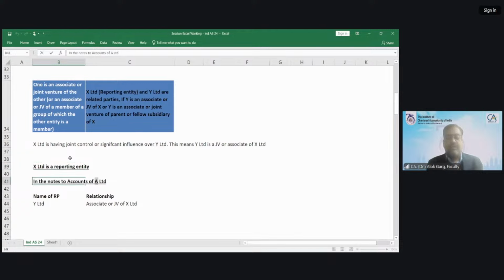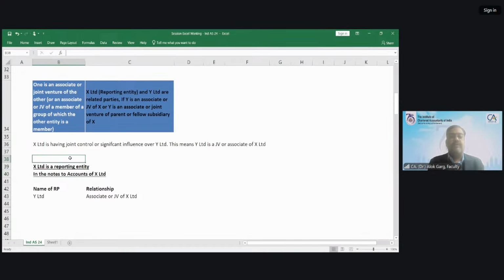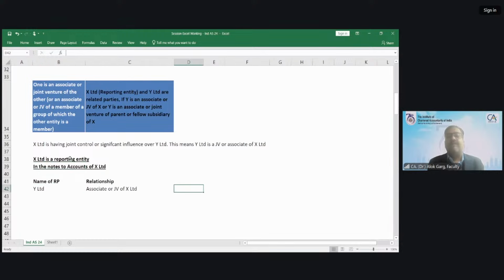So in the notes to accounts of X Limited, what disclosure will come? Y Limited will be recorded as an associate or JV of X Limited. It has to be identified as a related party. And what is the relationship with Y? Y is an associate or JV of X, right?